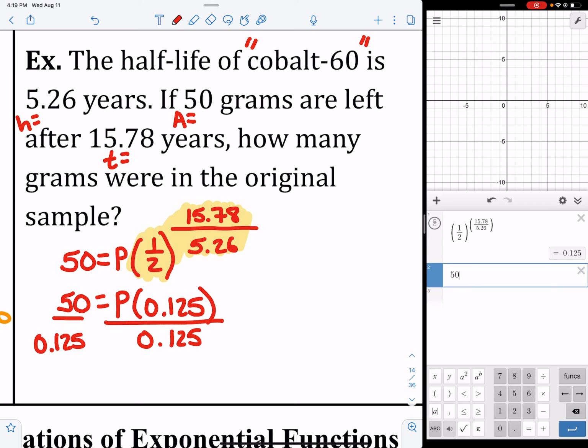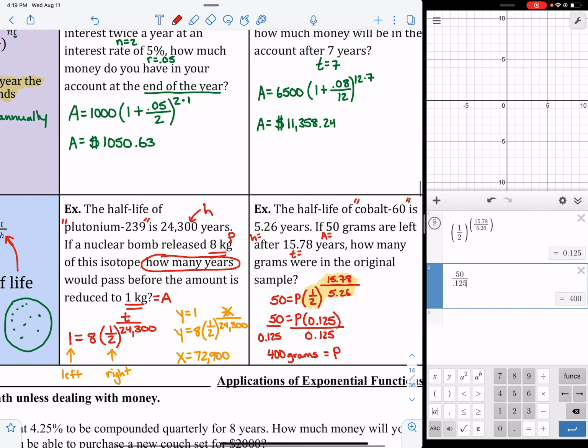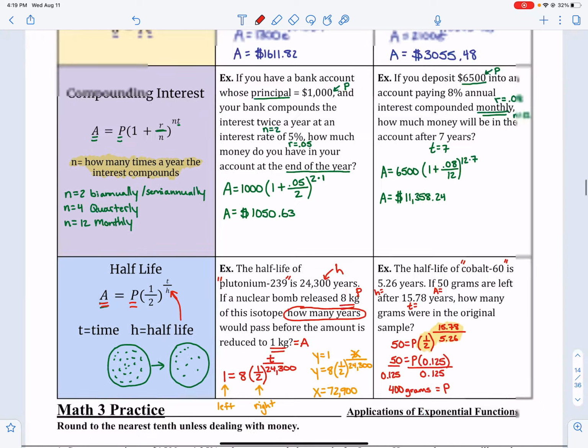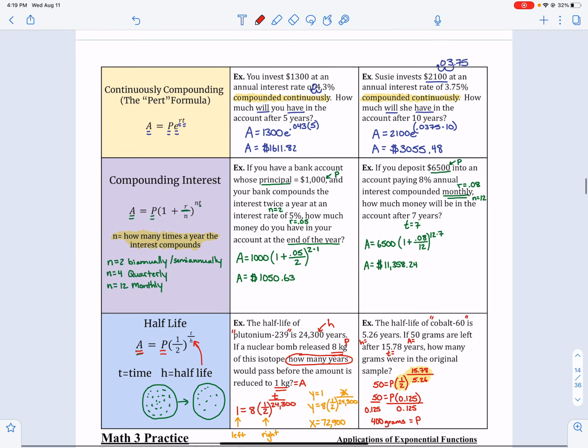So 50 divided by 0.125 will just be 400. So 400, and I think they said grams. Yep, 400 grams was our initial amount. Okay, so that is it for a few more formulas that we need to work with application of exponential.